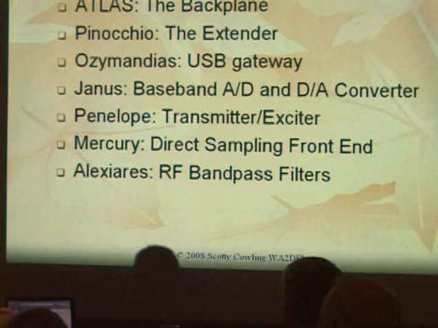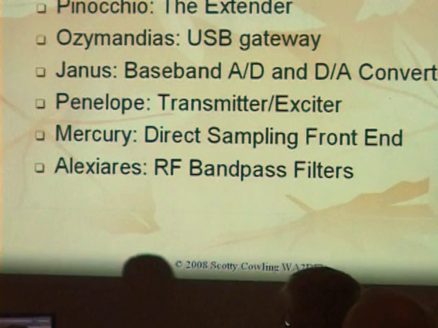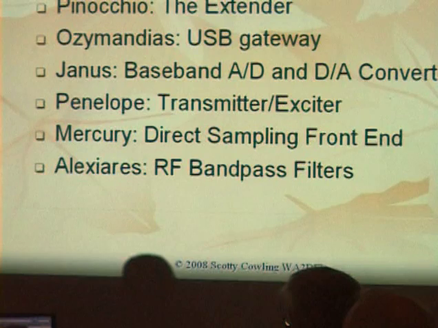So what's next? Mercury, direct sampling front end. This is 122 megabits per second direct sampled RF, so basically your antenna goes into the A to D. And I'll get into more details in a minute here. I don't even know how to pronounce this. I call it Alex because that's four-letter words. But this is a set of RF bandpass filters, and this started out to be a very small, simple preselector project, and it's morphed into something that is truly awesome, as you're going to see in a minute here.